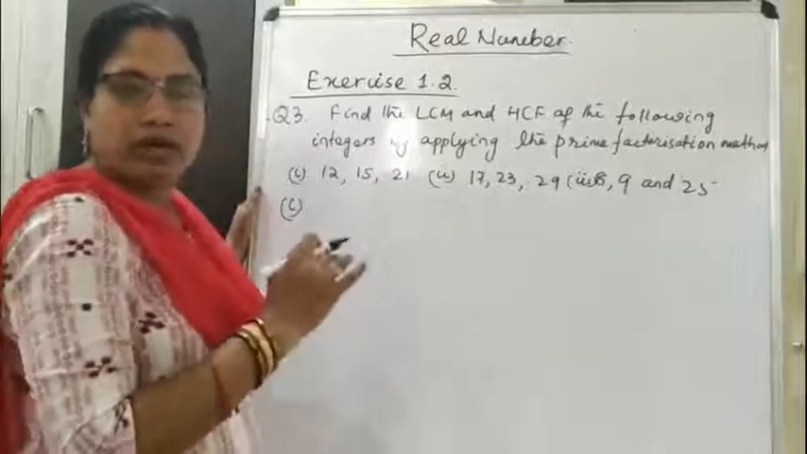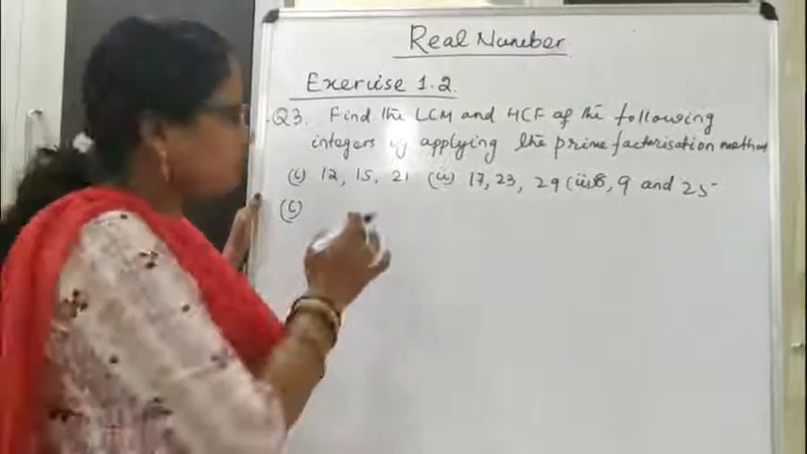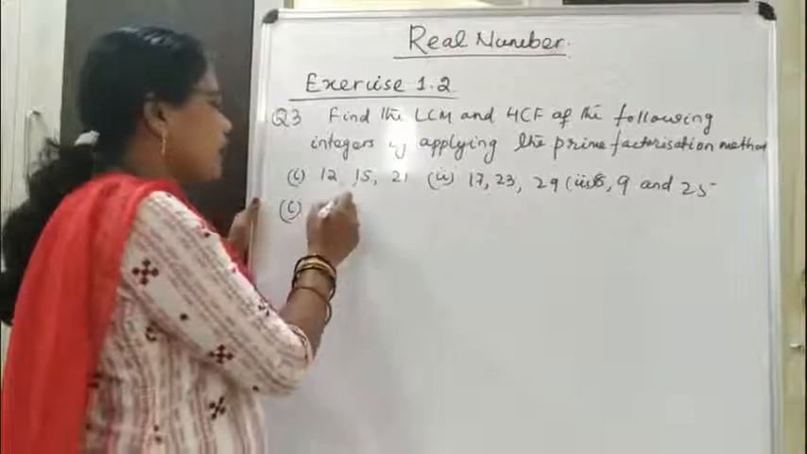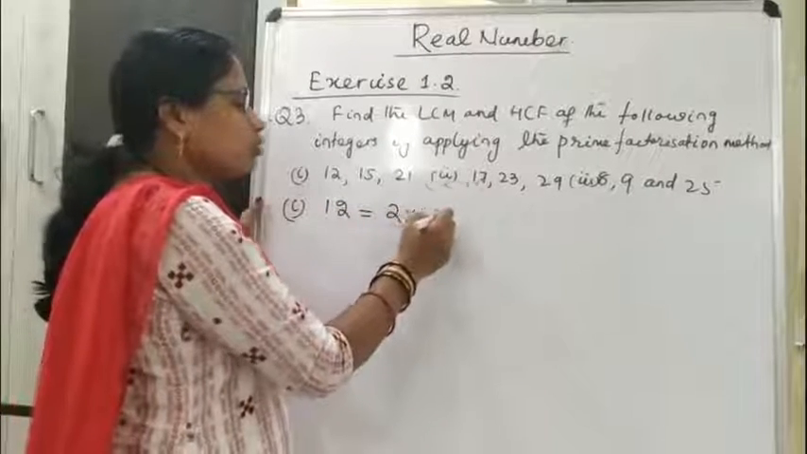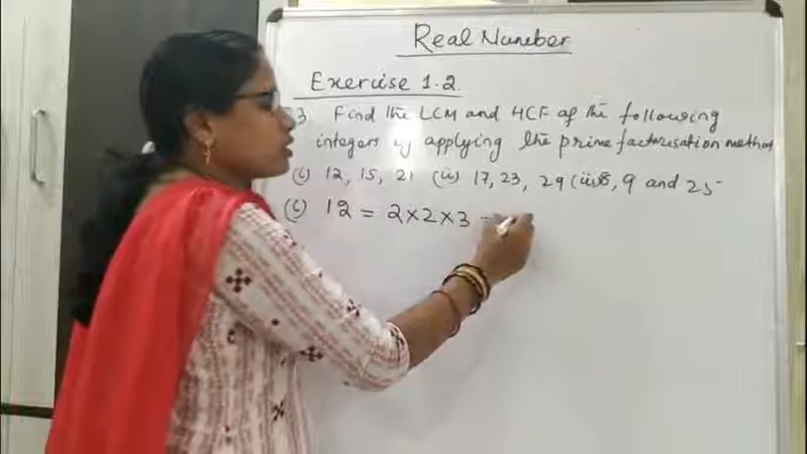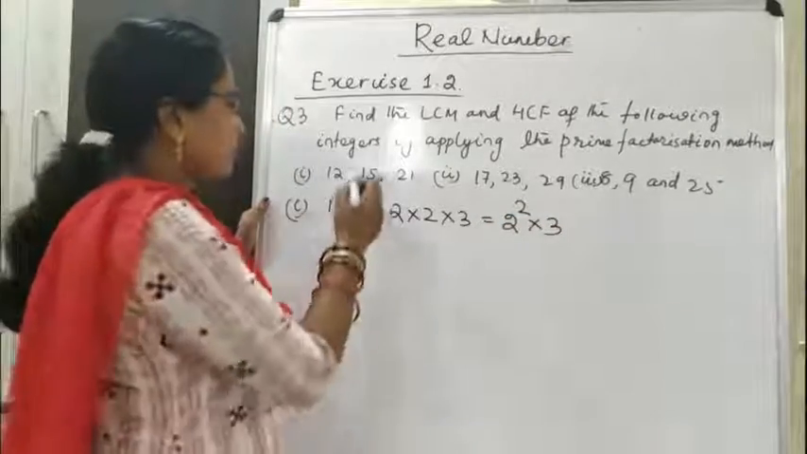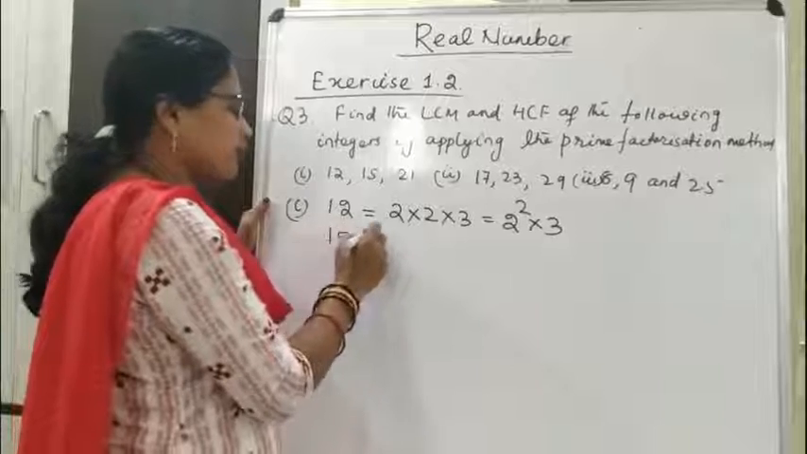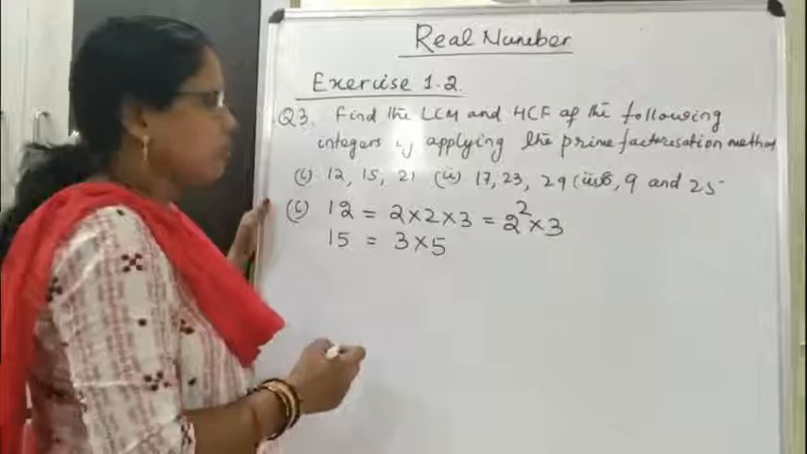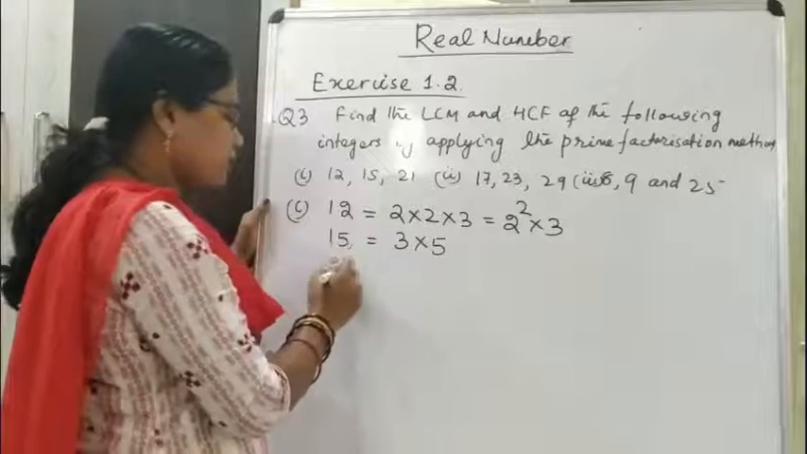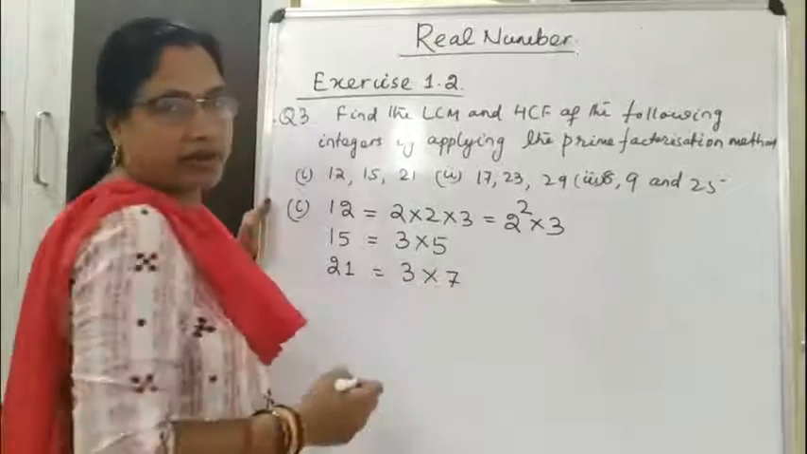To find the HCF and LCM, first we have to do the prime factorization of each number. The prime factorization of 12 is 2 into 2 into 3, so this is equal to 2 to the power 2 into 3. Then the prime factorization of 15 is 3 into 5. The prime factorization of 21 is 3 into 7.